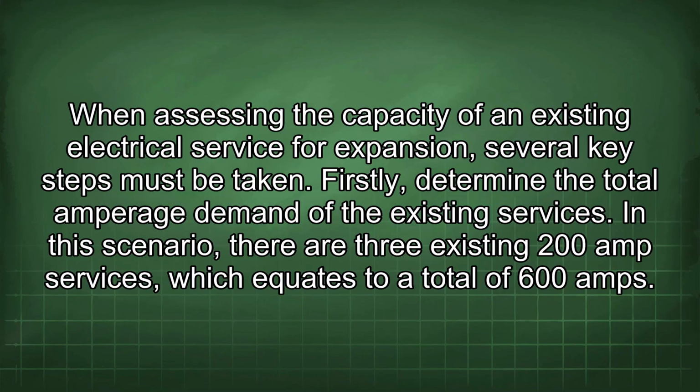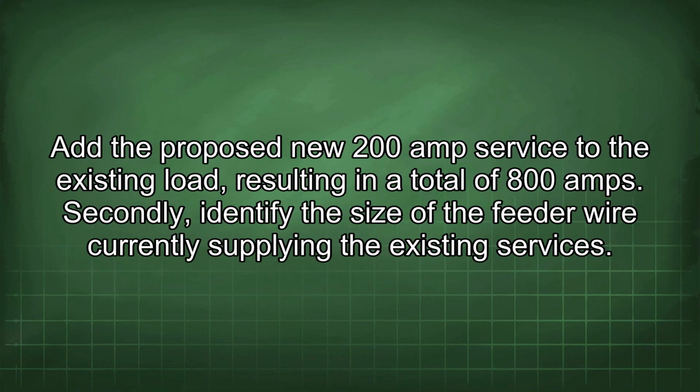When assessing the capacity of an existing electrical service for expansion, several key steps must be taken. Firstly, determine the total amperage demand of the existing services. In this scenario, there are 3 existing 200 amp services, which equates to a total of 600 amps. Add the proposed new 200 amp service to the existing load, resulting in a total of 800 amps.